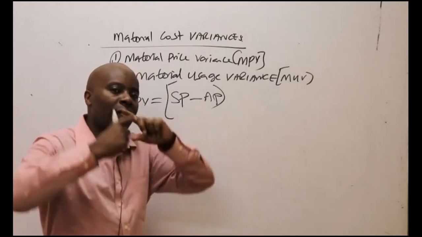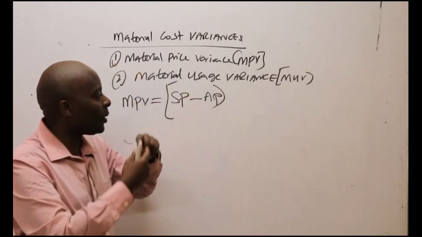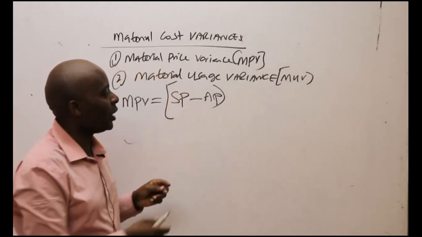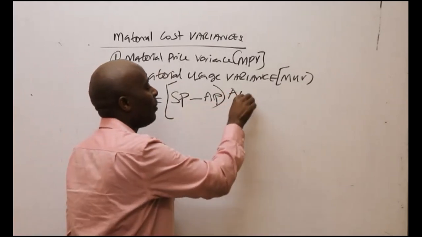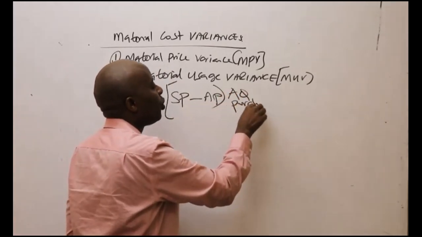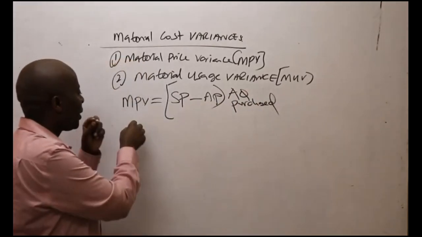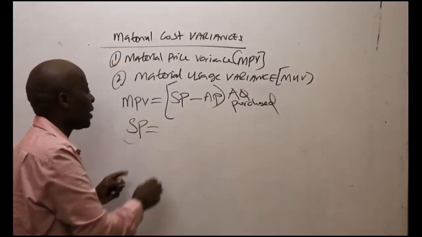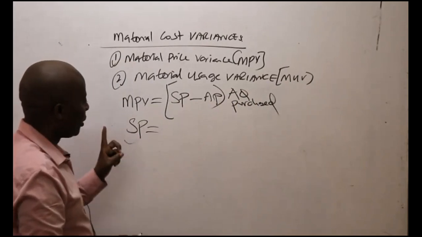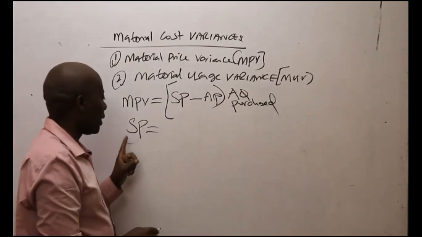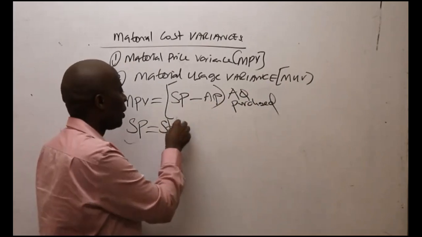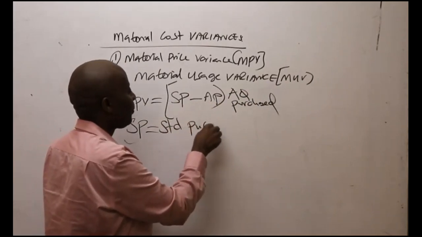And I want the totality of it. So for purpose of getting the whole variance, I need to multiply this with the actual quantity of materials that were purchased. For the sake of the students who have never been with us while doing this topic, I want them to write there that this SP stands for the standard price per kilogram.